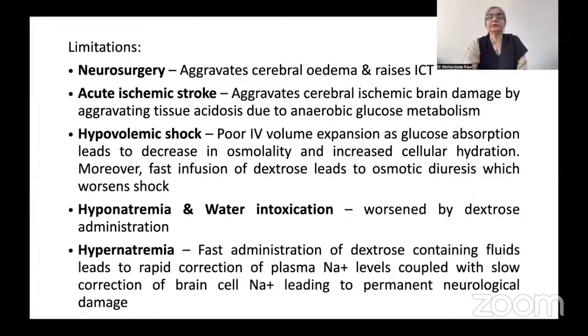Neurosurgery, as it aggravates cerebral edema and raises the intracranial tension. Acute ischemic stroke aggravates cerebral ischemic injury damage by aggravating tissue acidosis due to anaerobic glucose metabolism. Then in hypovolemic shock, it gives poor IV volume expansion as glucose absorption leads to decrease in osmolality and increased cellular hydration. Moreover, fast infusion of dextrose leads to osmotic diuresis, which worsens shock.